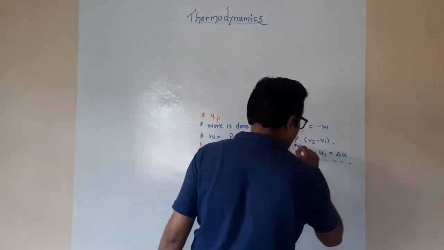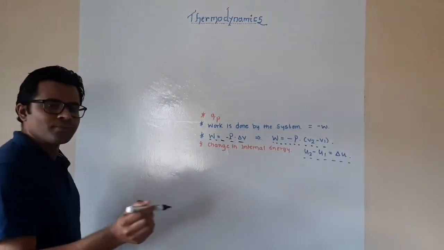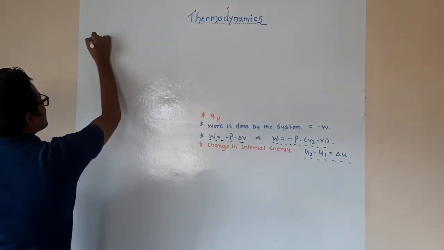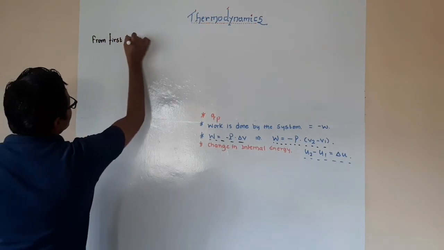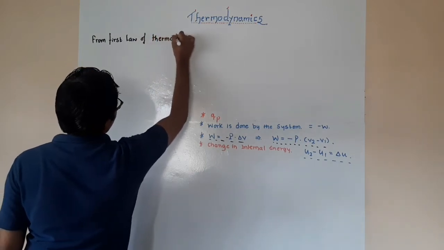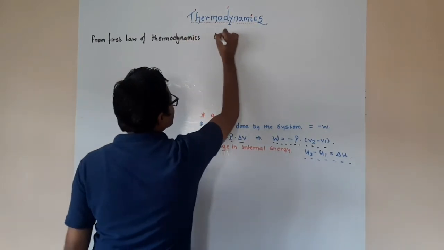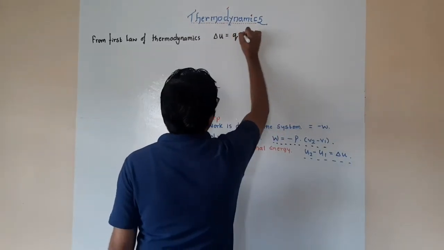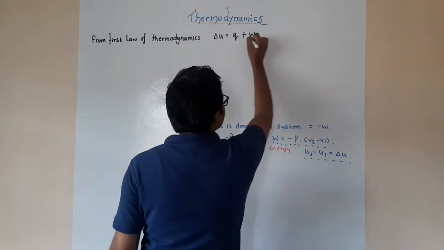Now what we are going to do is take the work done and substitute it into the first law of thermodynamics. From the first law of thermodynamics, delta U, the change in internal energy, is equal to the heat supplied plus the work done. Is it correct? Now we shall substitute the work done.